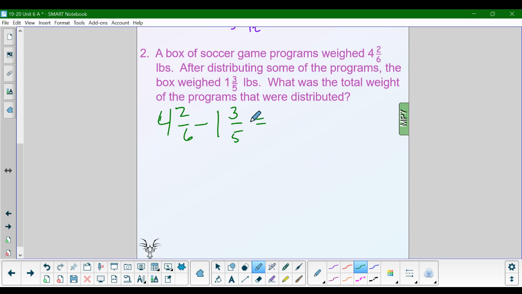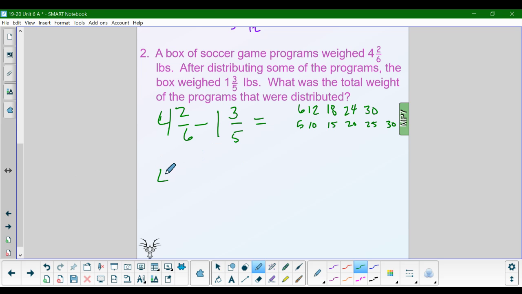So first is common denominator. So let's start with 6: 6, 12, 18, 24, 30. Can I make 5 into 30? Yep. 5, 10, 15, 20, 25, 30. So 30 is our common denominator.